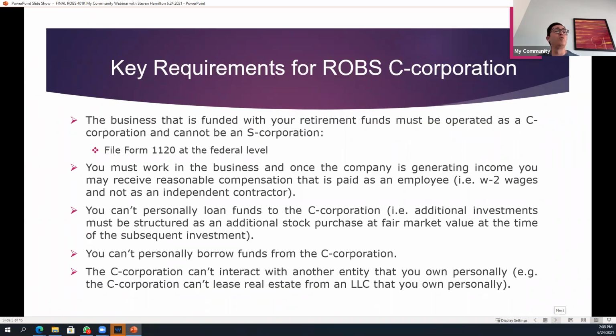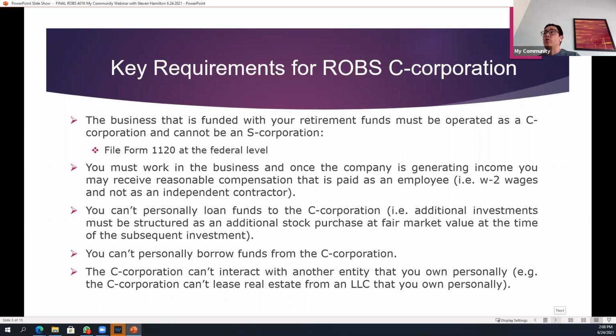In terms of some of the key requirements for the ROBS C corporation, to start to dig deeper into it before we turn to the conversation with Stephen, the business that is funded with the retirement money must be operated as a C corporation. It cannot be an S corporation. For example, you have to file an 1120 at the federal level. You must work. You've got to be a bona fide employee. Once the company is generating income, you may receive reasonable compensation paid to you as an employee, W-2 wages, in other words, not as a 1099 independent contractor.